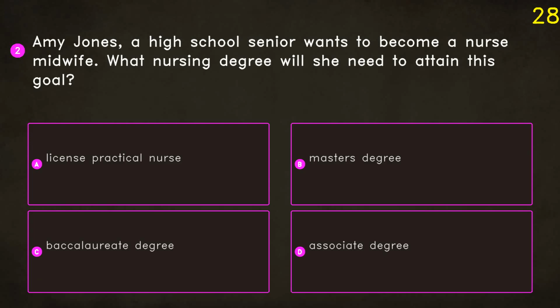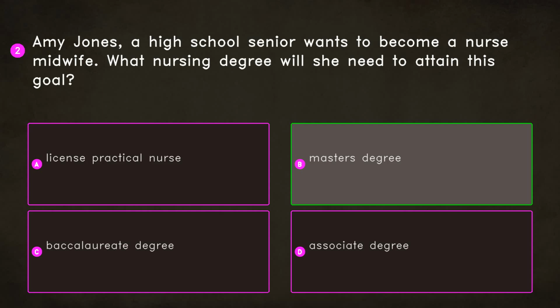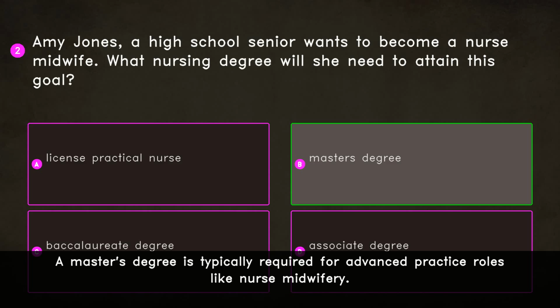Question 2. Amy Jones, a high school senior, wants to become a nurse midwife. What nursing degree will she need to attain this goal? A. Licensed practical nurse. B. Master's degree. C. Baccalaureate degree. D. Associate degree. The correct answer is master's degree. A master's degree is typically required for advanced practice roles like nurse midwifery.